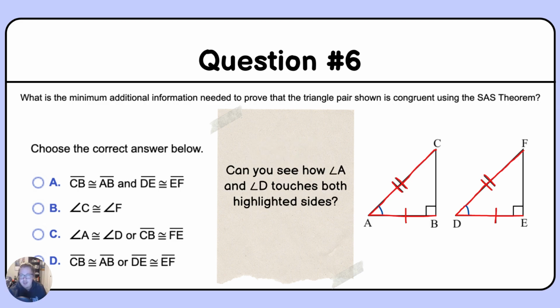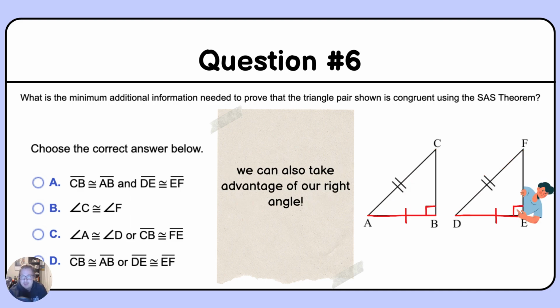Okay, so what do we need? In this case, we need angle A. And you see how angle A and angle D both touch the highlighted sides? Okay, that's what we need. Now I can look at this from a different perspective. Just because it's a right angle mark doesn't mean I can't still use it as an angle, okay? So in this case, I'm going to highlight side AB and DE, and you can see the right angle mark, okay? Now, in this case, we're missing the side, right?